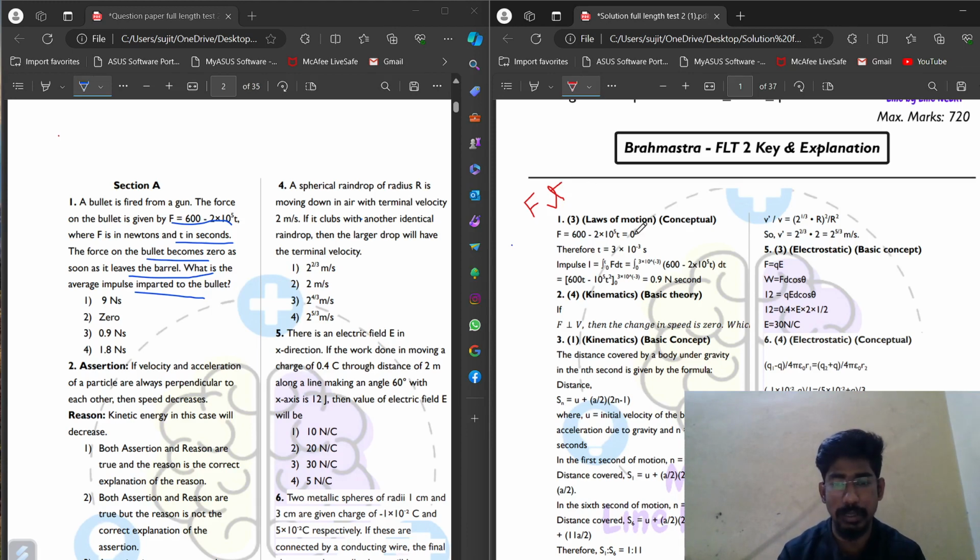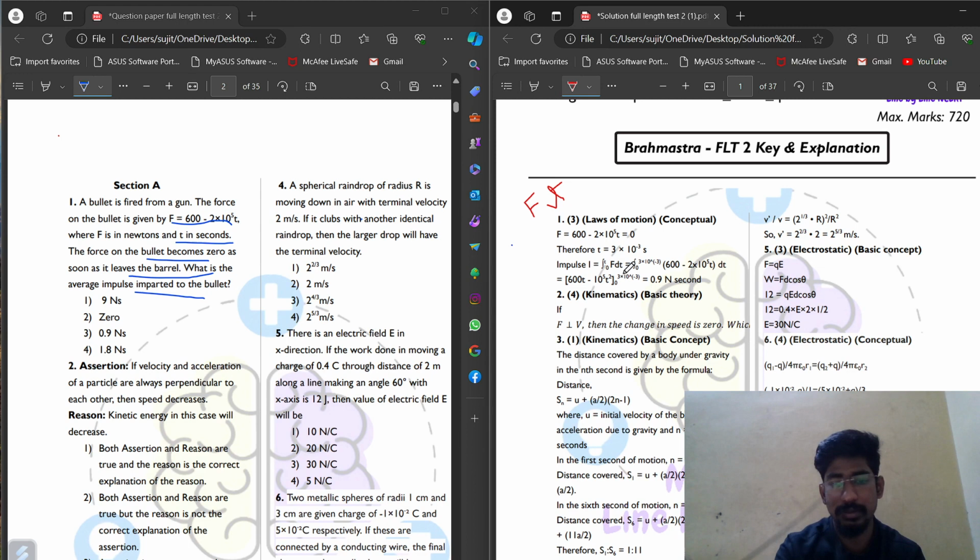What you have to do is, you have the function of force, so you have to calculate F into dt. Just integrate the force with respect to time, where the limit of time should be until the force of the bullet becomes zero. The time for the force to be zero is 3 into 10 to the power minus 3.